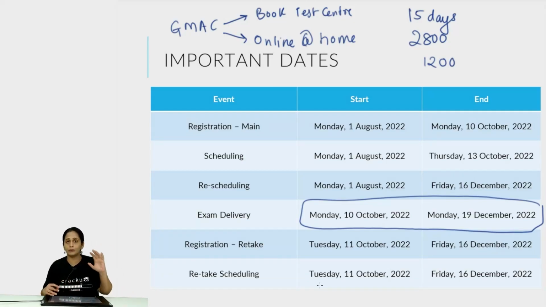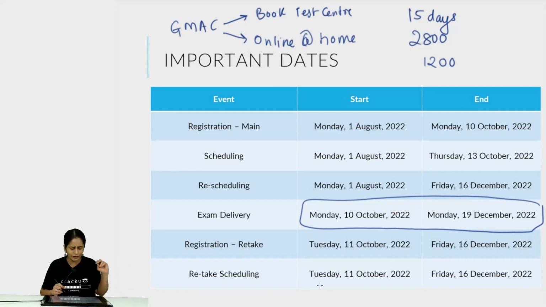So that would be my suggestions. Schedule the exam somewhere in the October or early November dates. Okay, so these are your dates for scheduling and rescheduling. Basically, you can reschedule up to 16 December, because the final date to take the exam is 19 December. Beyond that, you can't really schedule the exam.